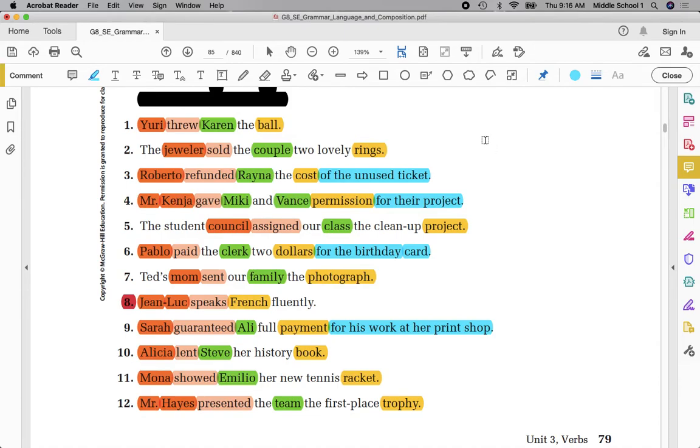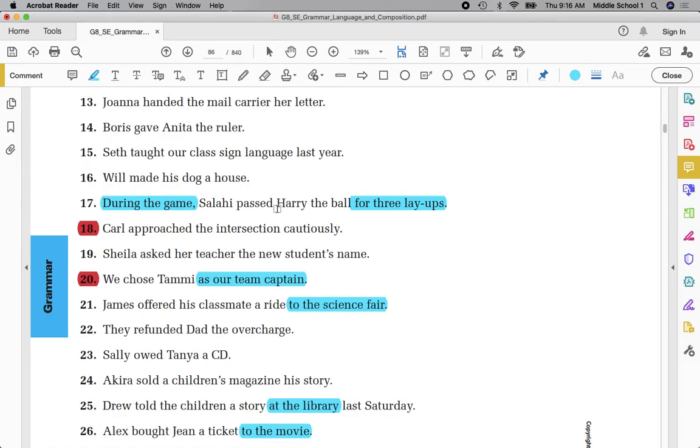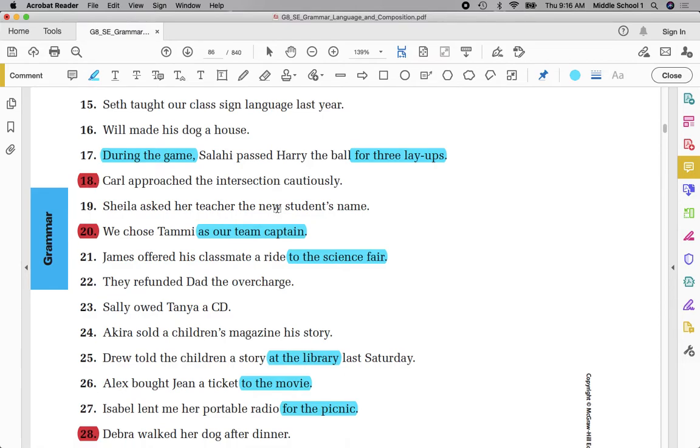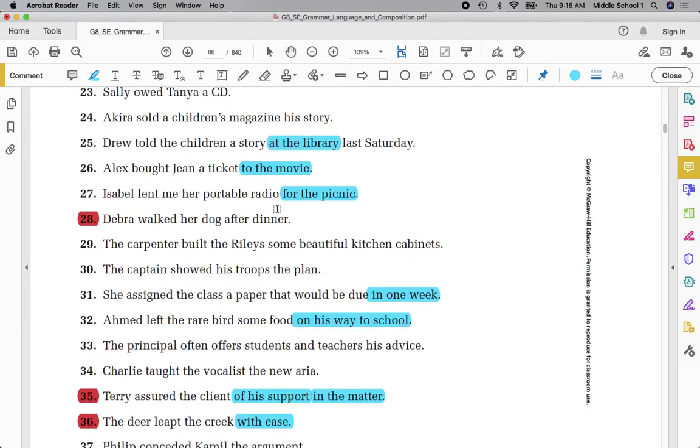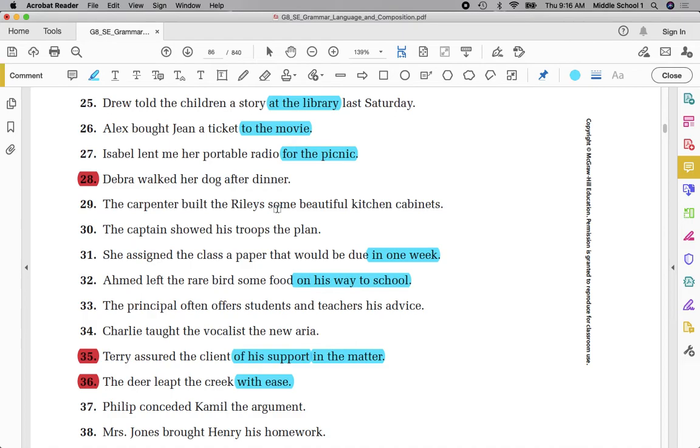As you turn to the next page, page number 80, you'll notice that I have marked some numbers. Maybe you would want to mark them too. 18, 20, 28, 35, and 36. These sentences are similar to sentence number 8. And some of you are already saying to yourself, yes, I know what that is. It doesn't have something that the rest of the sentences have.